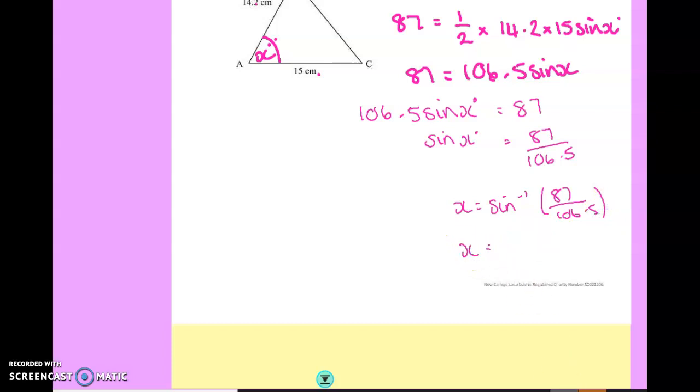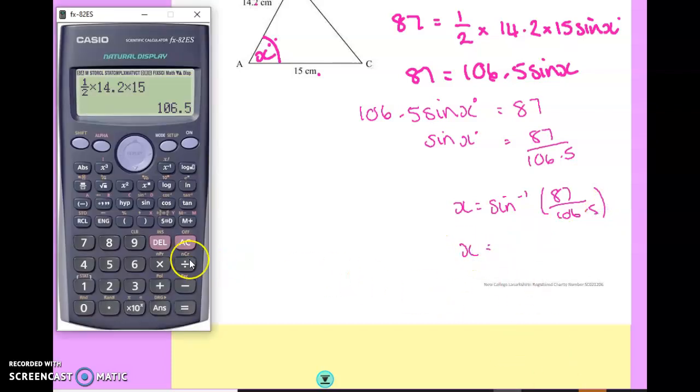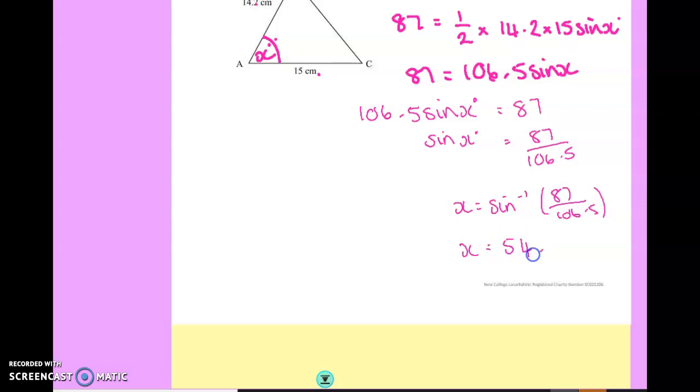Shift sine, fraction 87 over 106.5. Close my bracket. That gives me 54.8 degrees.